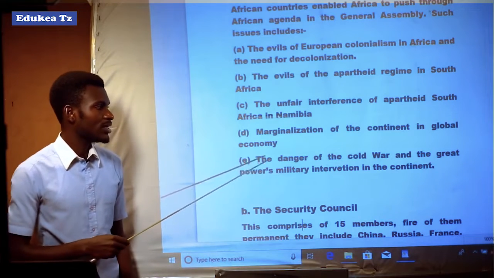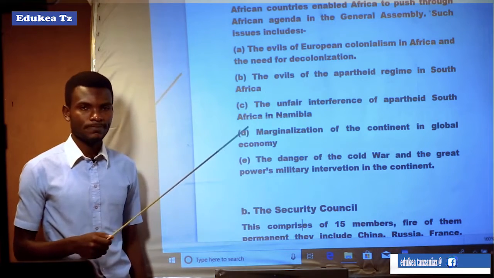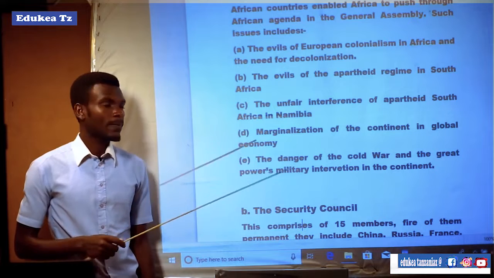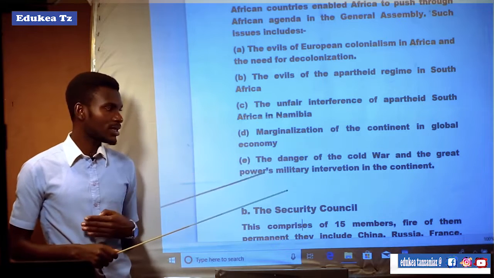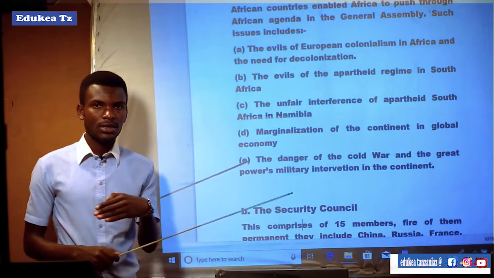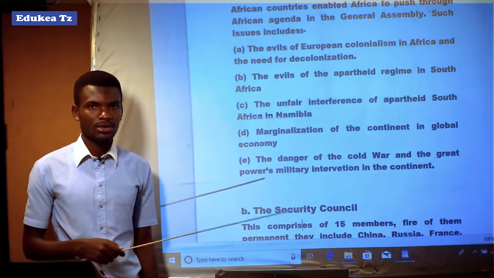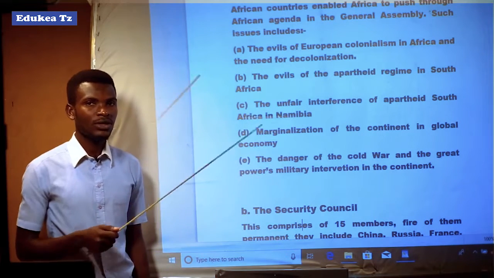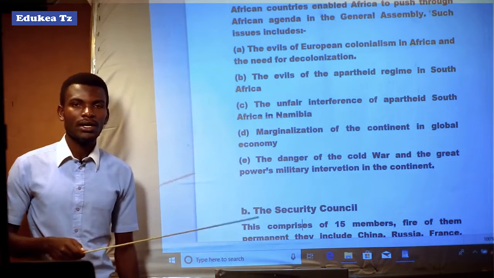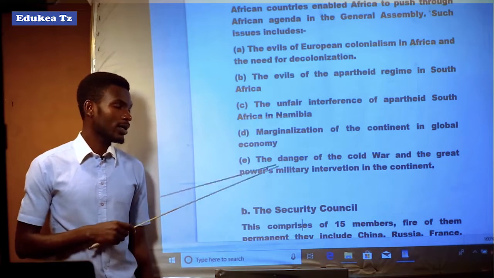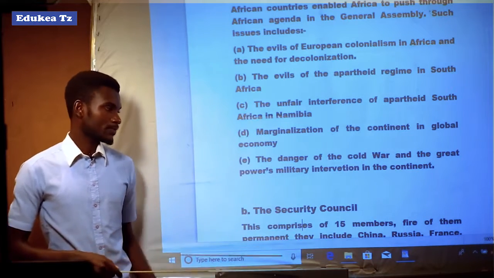And the last one was the danger of the Cold War between the Western Bloc and the Eastern Bloc and the great powers' military intervention in the African continent, whereby the superpowers were establishing military bases in the African countries.